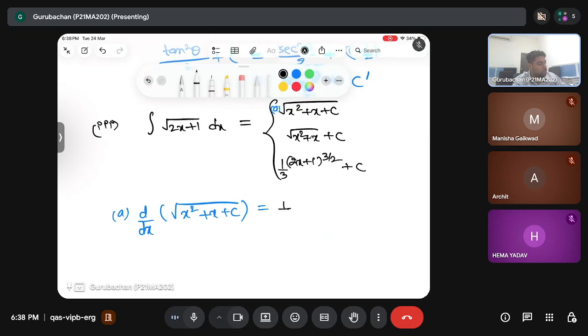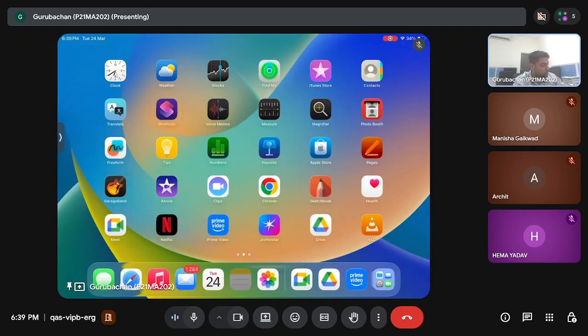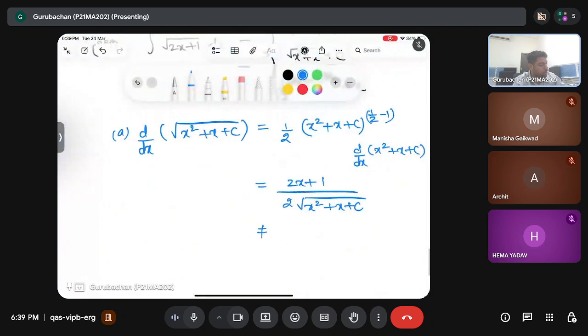So by power rule, this will be 1 by 2, (2x plus 1) to the power half minus 1, and d over dx of 2x plus 1. So this will give you 2x plus 1 divided by constant. But sorry, this is not equal to the under root 2x plus 1.